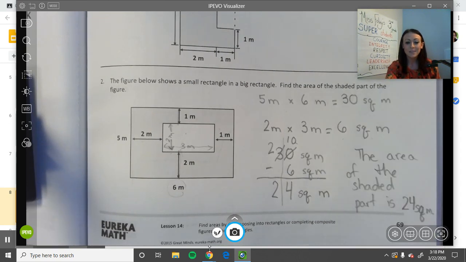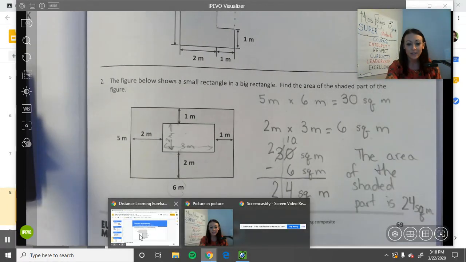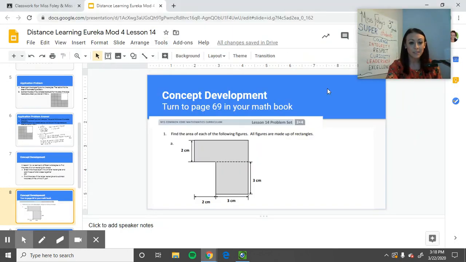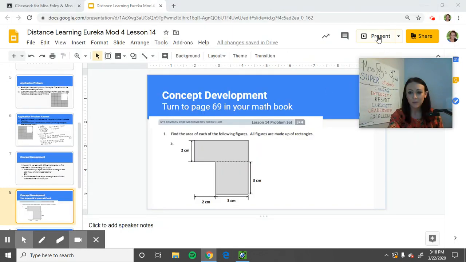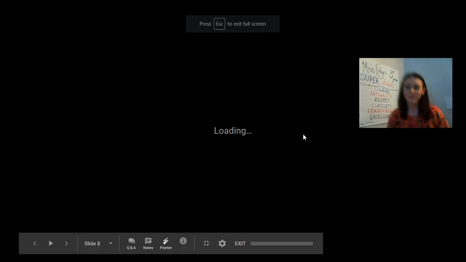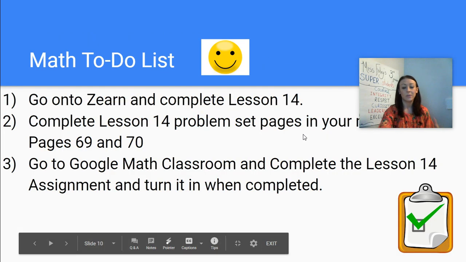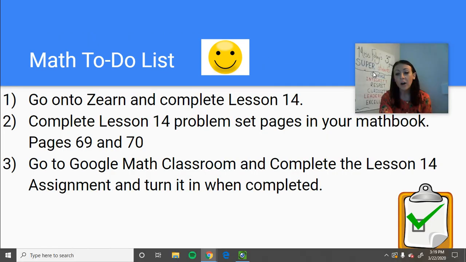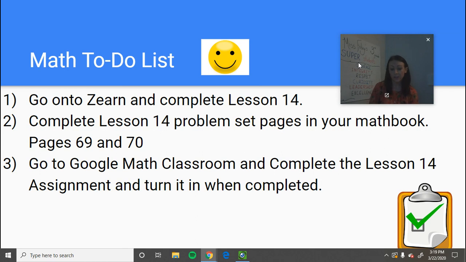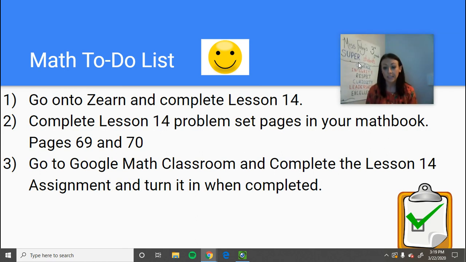Okay, so now that we have done a couple practice problems together, let me just get myself back into the Google Slides here. Okay, so now that we have done those together, what you're going to go off and do now is go on to Zern and complete lesson 14 only.